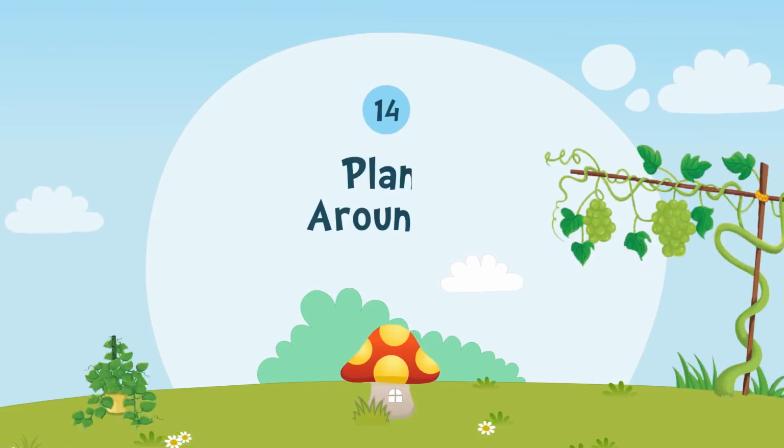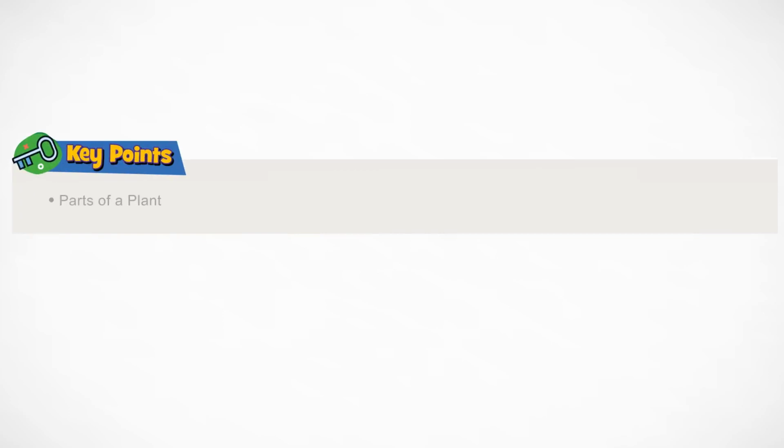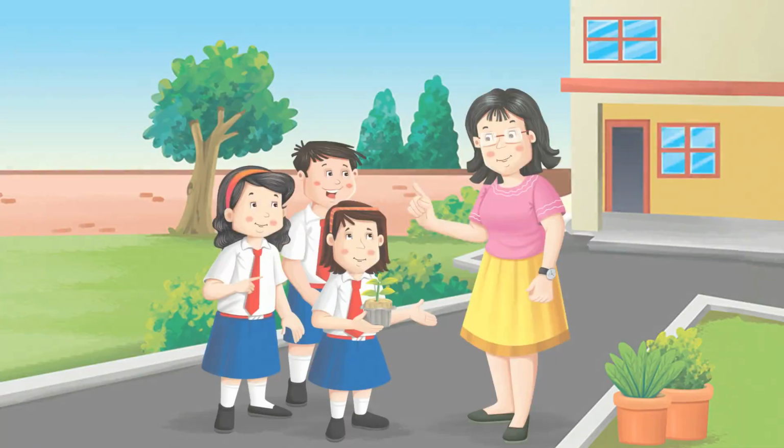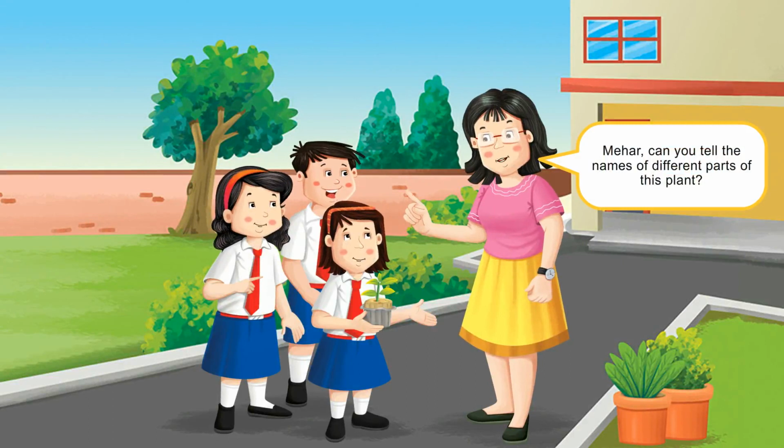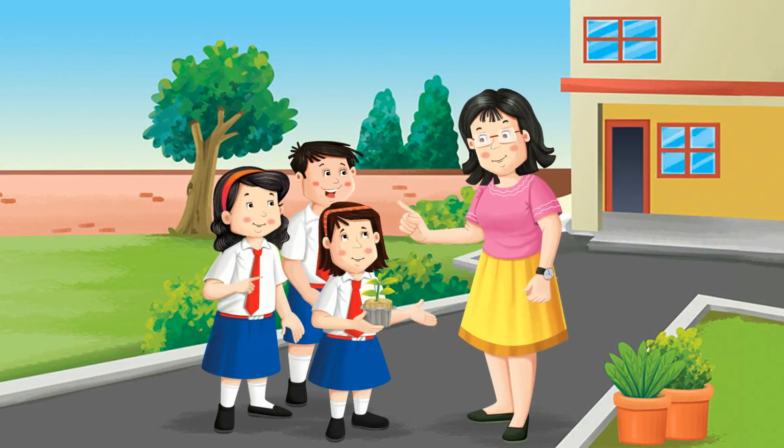Chapter 14. Plants around us. Key points. Parts of a plant. Types of plants. Plants need food. Useful plants. Meher, can you tell the names of different parts of this plant?